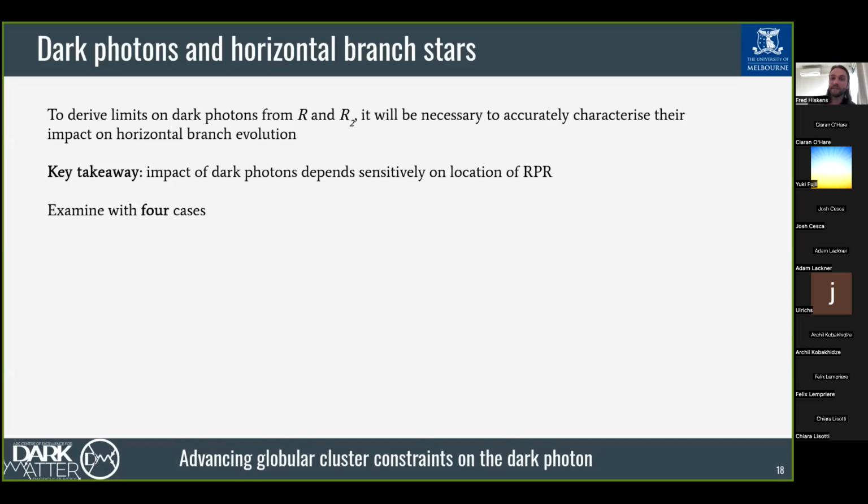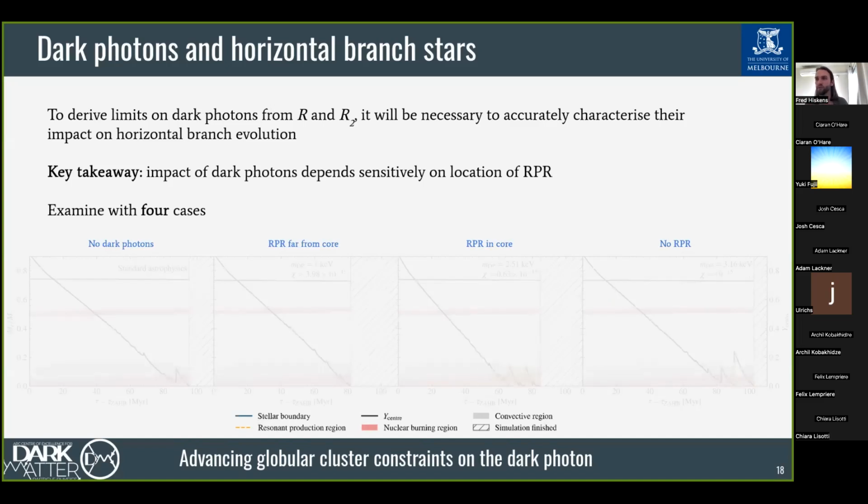So we're going to examine these effects by considering horizontal branch Kippenhahn diagrams given 4 different implementations of this dark photon energy loss. So the first one was just no dark photons, no additional energy loss. The second one will be with a resonant production region far from the core. So this will be for 1 keV dark photons, just for reference. Then we'll have a resonant production region in the core during the horizontal branch phase. This corresponds to 2.5 keV dark photons, or ones with masses of 2.5 keV. And then one where the horizontal branch star doesn't actually acquire a resonant production region until very late in the evolution. And this is with a mass of 3.16 keV or thereabouts.